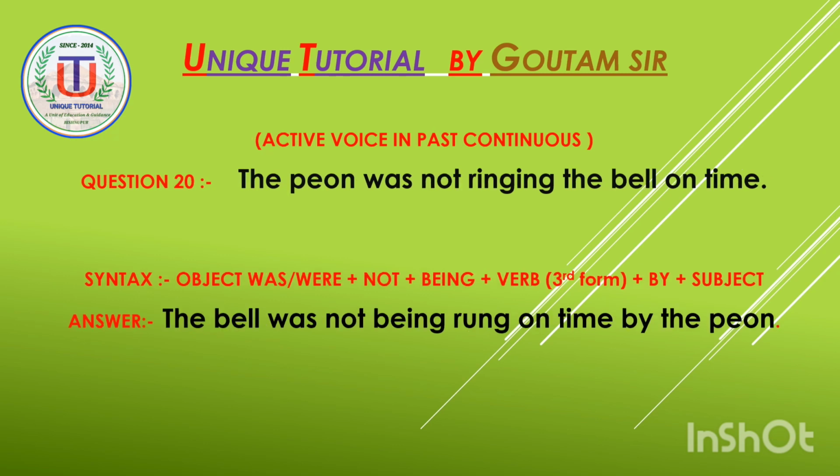Question number 20. The peon was not ringing the bell on time. The sentence is in active voice in past continuous. The syntax will be object, then was or were, then not, then being, then verb third form, then by, then subject. So the sentence will be: The bell was not being rung on time by the peon.